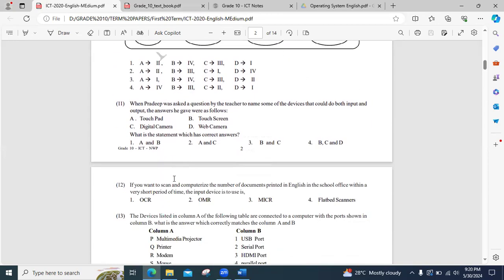So then next part, when Pradeep was asked a question by the teacher to name some of the devices that could do both input and output, the answers he gave were as follows: touchpad, touch screen, digital camera, and webcam. You have studied in grade 6, 7, 8 that touch screen is both an input and output device, and digital camera is also the same. So the answer should definitely be B and C. So the answer to question 11 is 3.